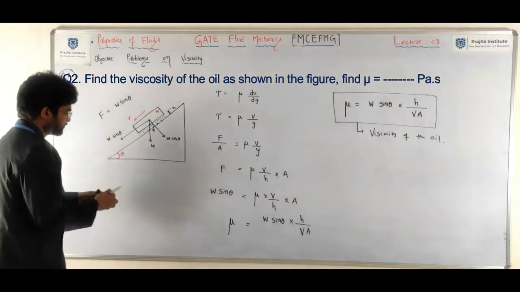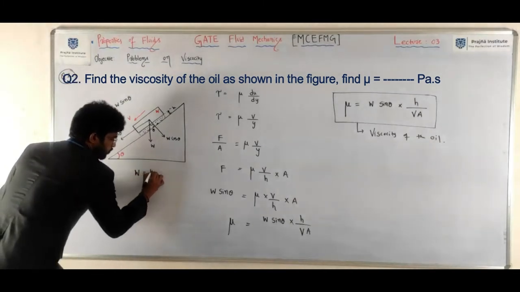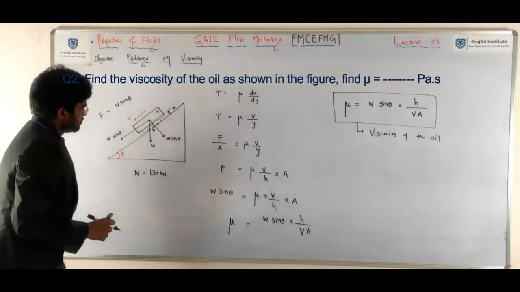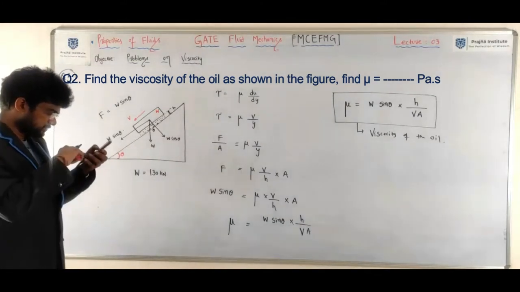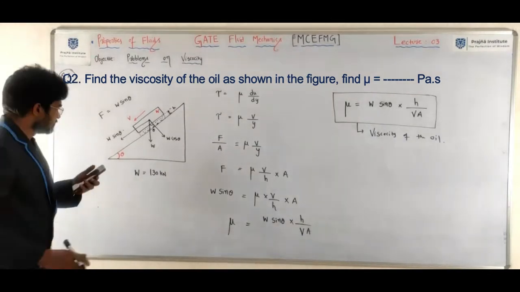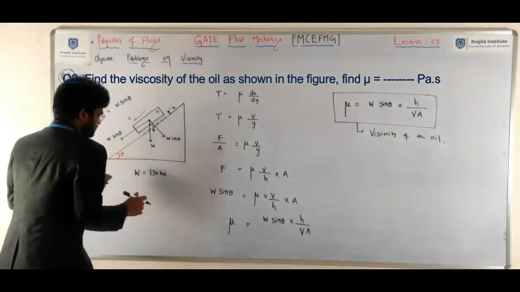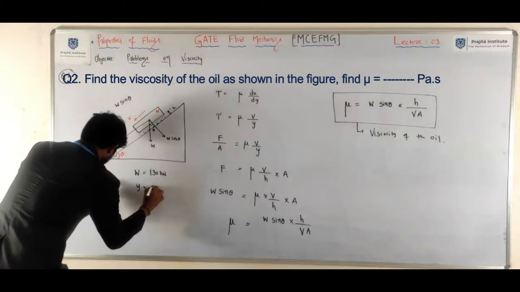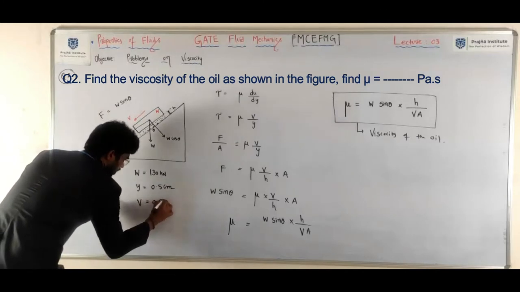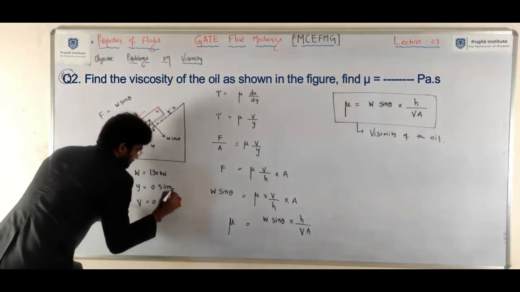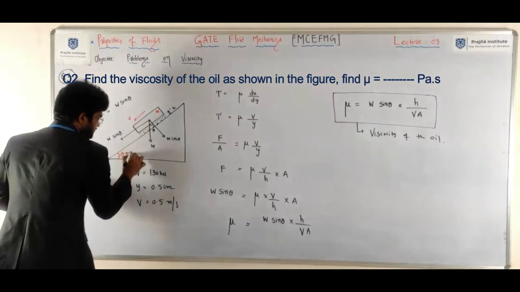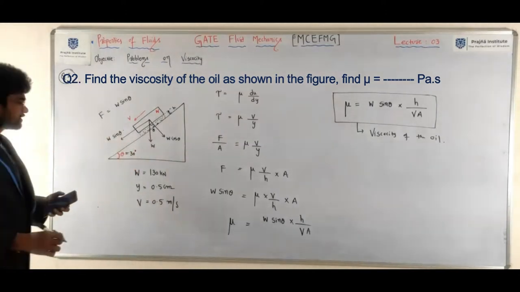What is W here? What is the magnitude of W given? 130 kilonewton. This much. What is the value of W? 130 kilonewton. Next, y equals 0.5 centimeter. Then V equals 0.5 meter per second. Okay. It is too much. 130 kilonewton is too much. No issue. Theta is equal to 30 degrees. Theta equal to 30 degrees.